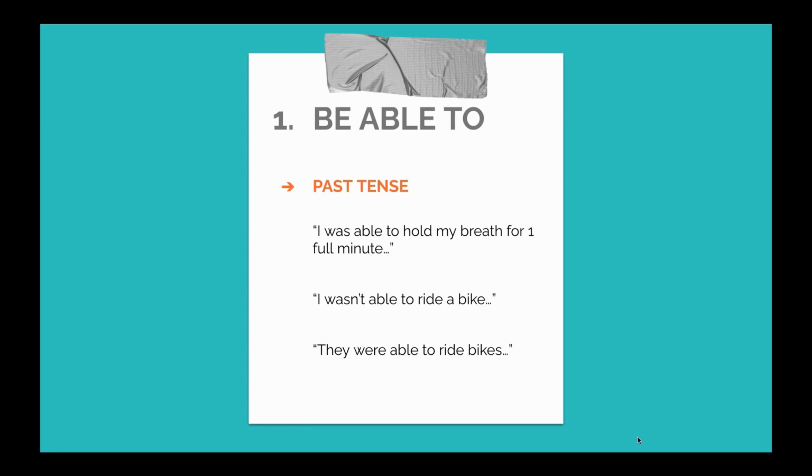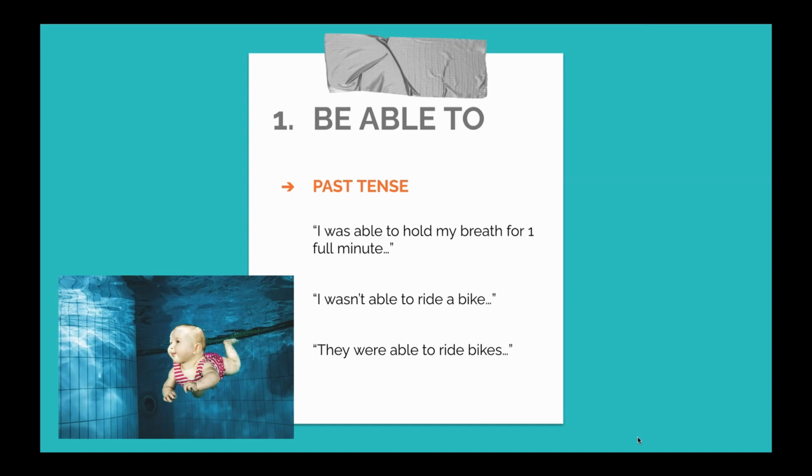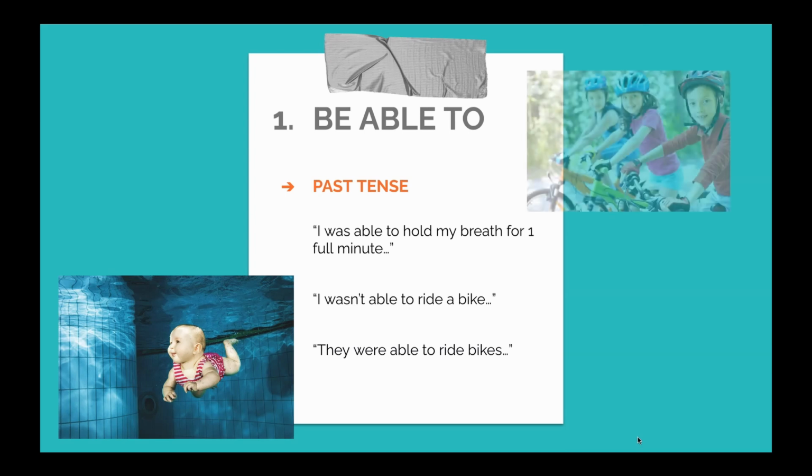Examples: I was able to hold my breath for 1 full minute when I was a baby. There you go. Past tense, no questions, no confusion. I was able to is very clear about that. I wasn't able to ride a bike when I was a baby, right? However, when I turned, I don't know, 6, 7, 8, then I was able to ride a bike. Like in the following example, they were able to ride bikes when they were kids. It's all past tense using able to, no confusion there.